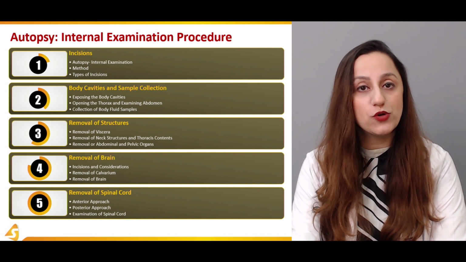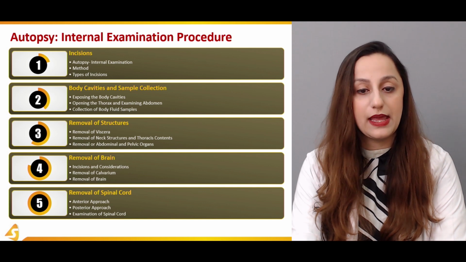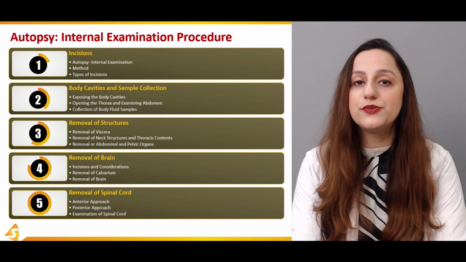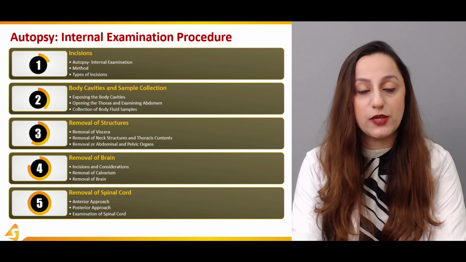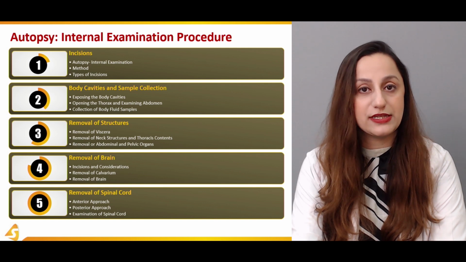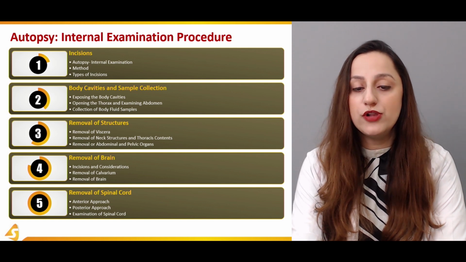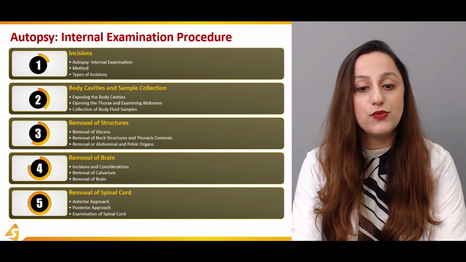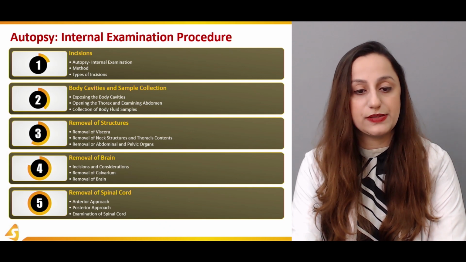Moving on, in the fourth section, we'll be discussing the removal of the brain. How do we give the incisions to remove the brain? And what are the precautions and the considerations while we are performing the autopsy procedure for the removal of the brain structures? The removal of the calvarium is of high significance, and the removal of the brain will be discussed in detail in this section.